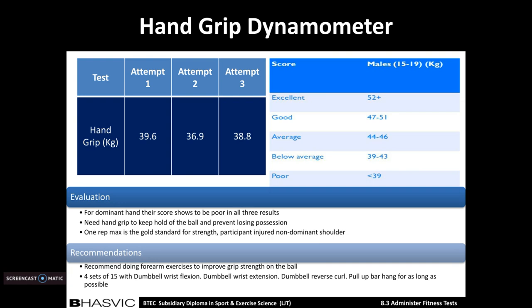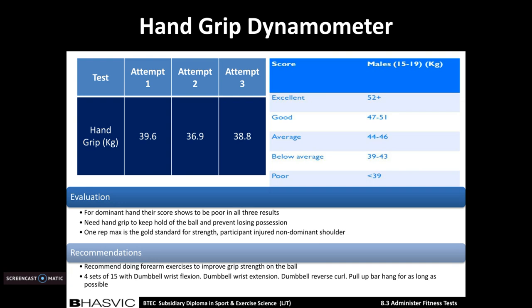The hand grip dynamometer measures the strength of your hand and forearm. This is important to basketball, as stealing or grappling the ball requires grip and strength to hold on to the ball. As you can see from my client's hand grip dynamometer results, he has scored poorly, which should be improved upon if he wants to get further in sport.